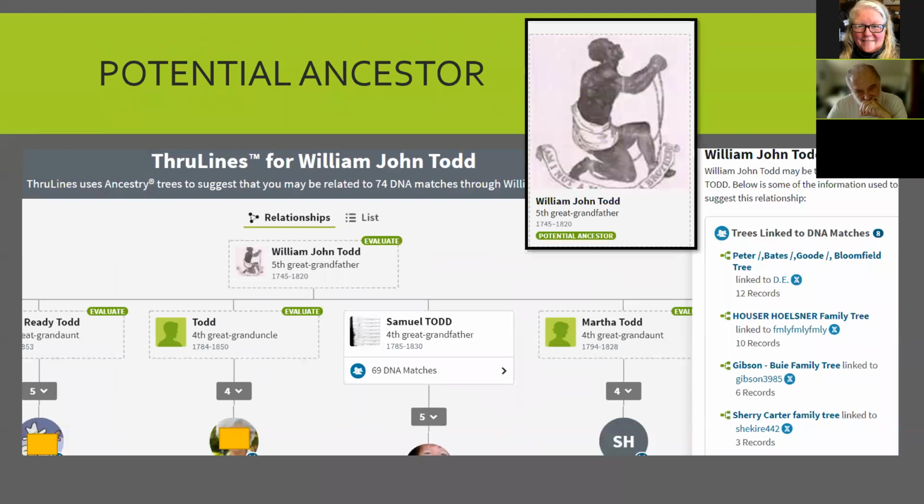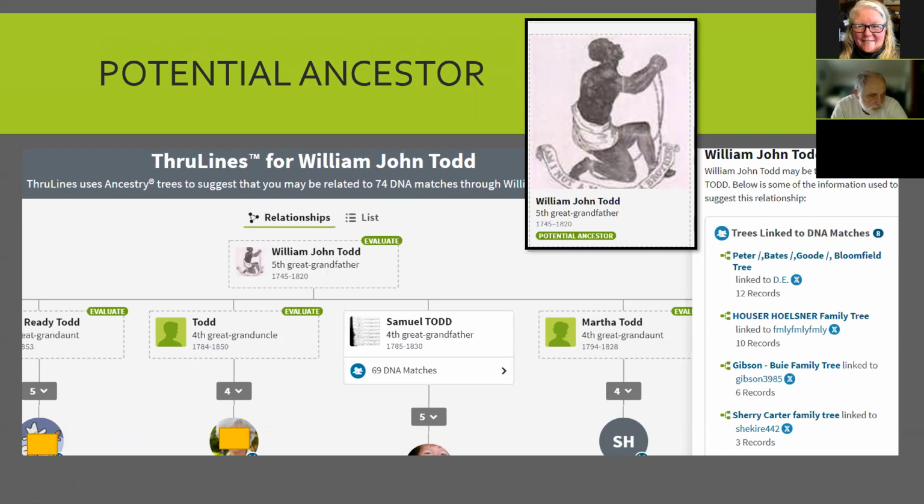This is a potential ancestor. So I decided to look at the Todd family. And this is the through lines for William John Todd that suggests that I might be related to him. And I don't know why this photo is part of his upload on Ancestry on someone else's tree. I'm not sure what the significance is of that photo. I found it interesting, so I just wanted to keep it there for a minute. But what you see here is you can see kind of the top of my head here at the bottom. Samuel Todd, he is my fourth great grandfather.